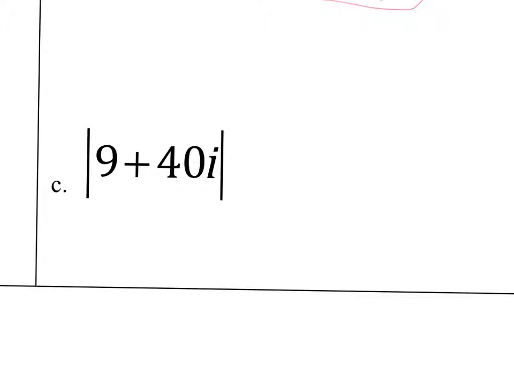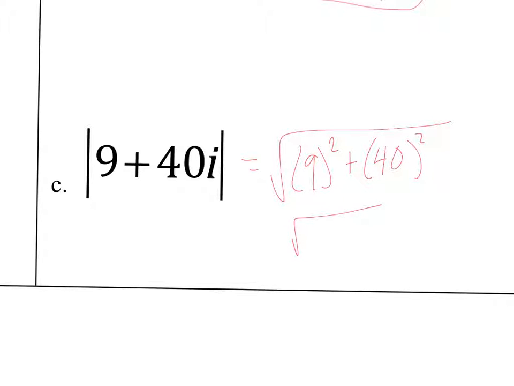Finally, we've got an absolute value of a complex number. We defined this using the Pythagorean theorem. So we've got to find 9 squared plus 40 squared. And that's going to turn out to be 81 plus, I don't know, 1600. Is that 60? Yeah, 1600. 1681, which, if I'm not mistaken, should come out to be 41.